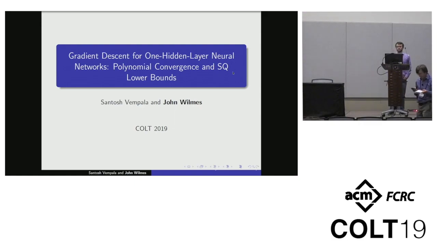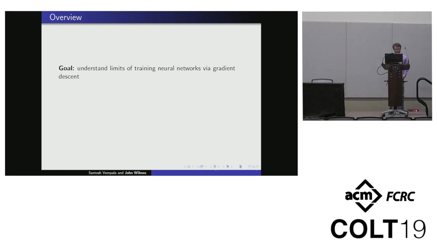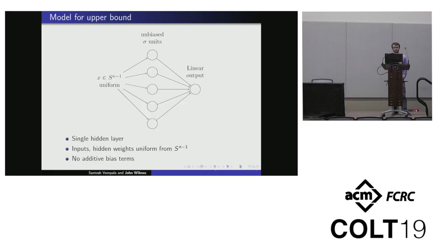Thanks. So this is joint work with Santosh Vempala, Georgia Tech. What I want to do here is take some small steps towards trying to understand what's going on when we train neural networks using gradient descent. And in particular, we're going to give matching upper and lower bounds for learning polynomial concepts. The upper bounds are for a simple model of gradient descent for neural networks. The lower bounds are for any SQ, any statistical query algorithm.